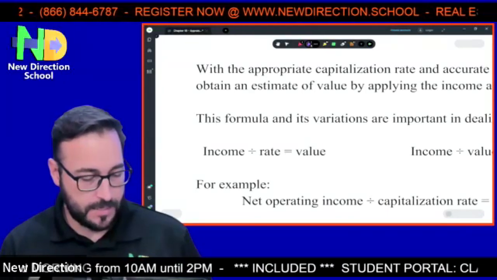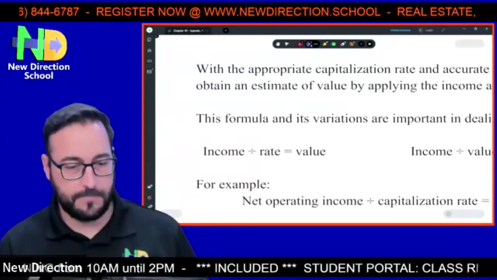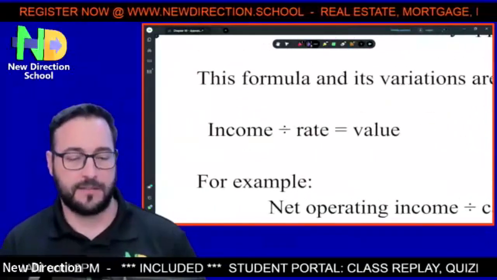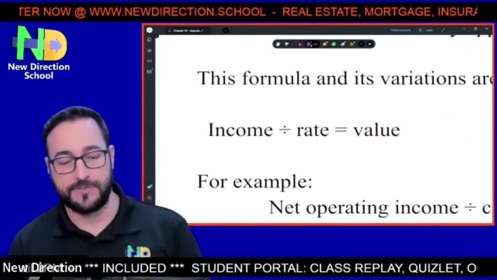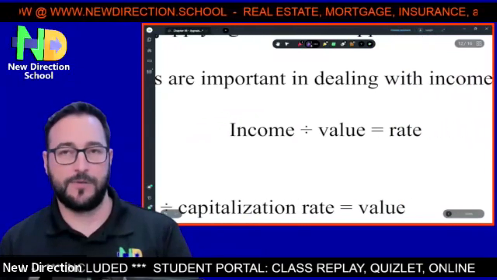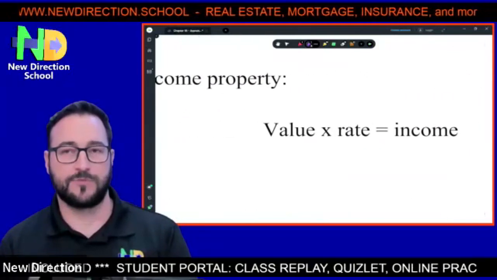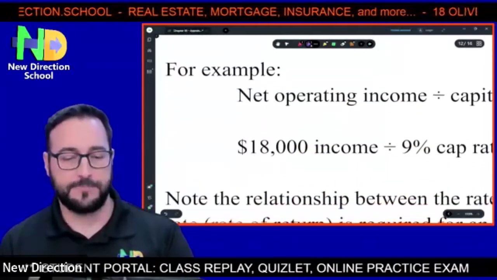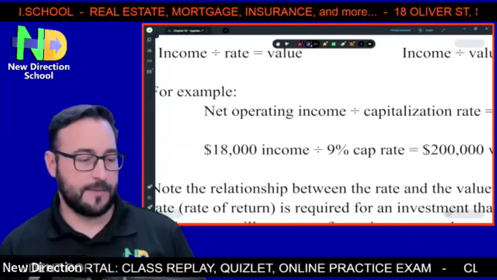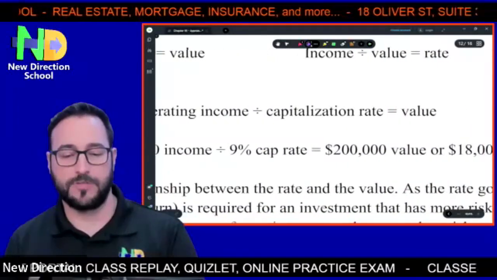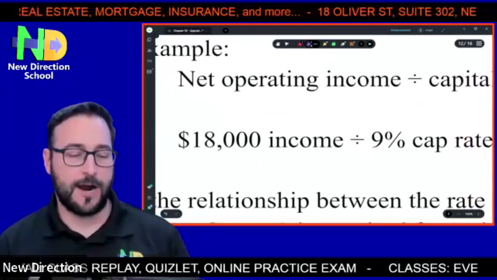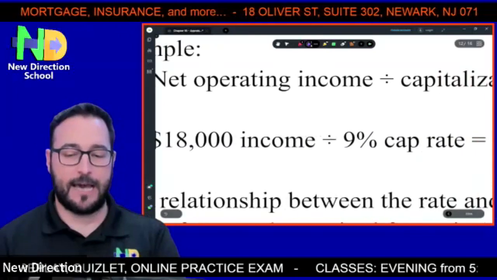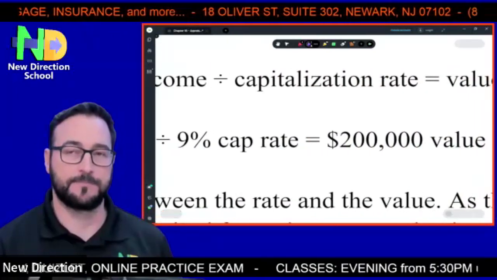All right. This formula and its variations are important when dealing with income property. I'll show you this in math again, but we have income divided by rate equals value. Income divided by value equals rate, and then value times rate equals income. For example, net operating income, or NOI, divided by cap rate equals value. So this property has $18,000 worth of income. If we apply a 9% cap rate, the property is worth $200,000.